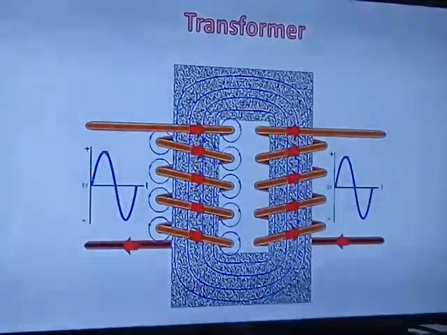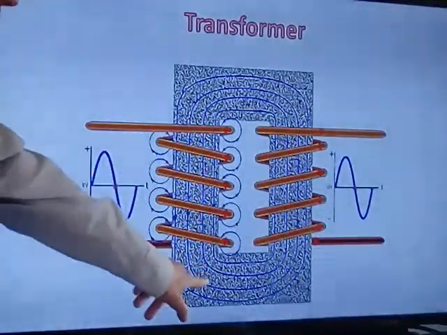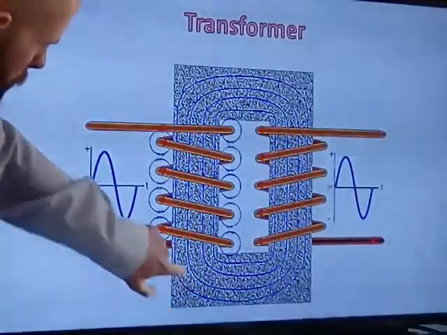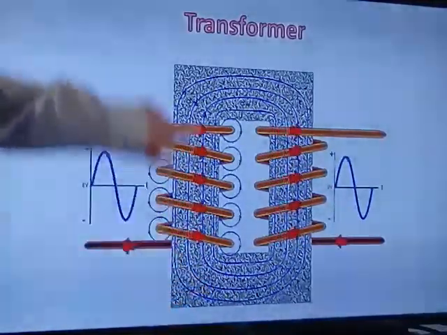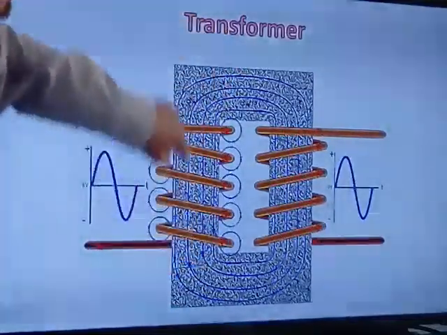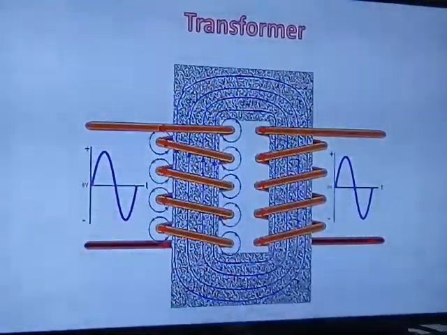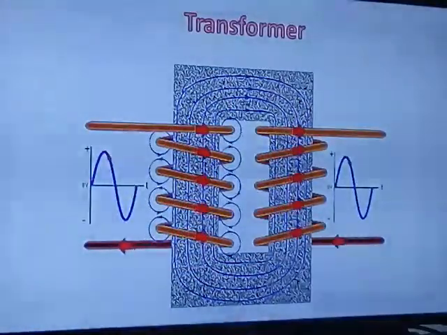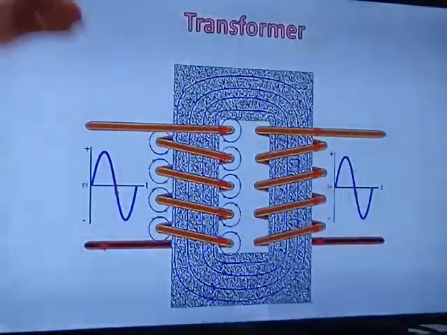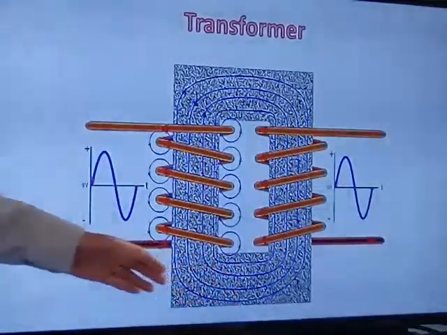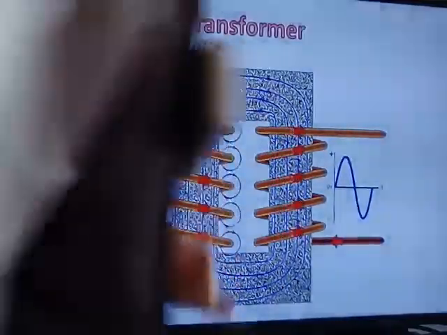Well, as that alternates, it creates an alternating magnetic field in the core. And I hope you can see just about, they rush at quite a speed. But first, there's a magnetic field flowing one way, then the other way. If I just pause for a moment, you'll be able to hopefully see that on your screens. So you've got an alternating current producing an alternating magnetic field. And then we move around to the secondary coil.